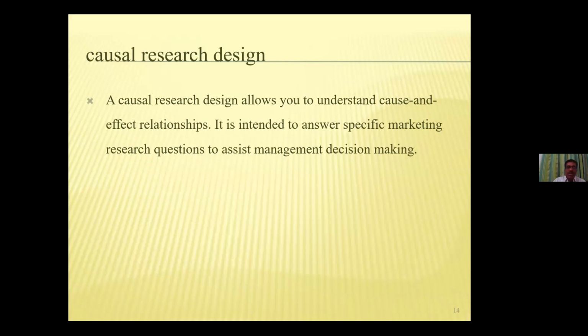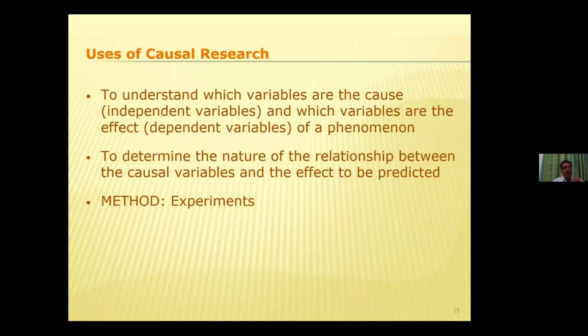Okay. Next one is causal research design. So what is causal research design? Causal research design allows you to understand cause and effect relationship. It is intended to answer specific market research questions to assist management decisions. Whenever we do causal research, we are supposed to identify two important variables. One is the independent variable, another one is the dependent variable. What we are going to do with the independent and dependent variable is determine the nature of relationship between independent variable and dependent variable.